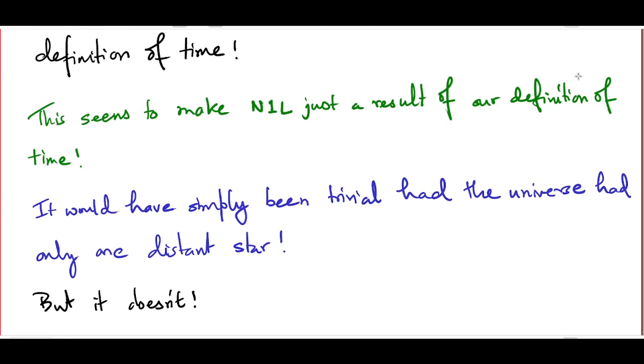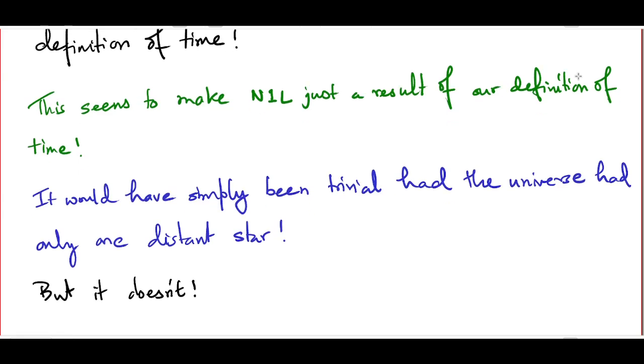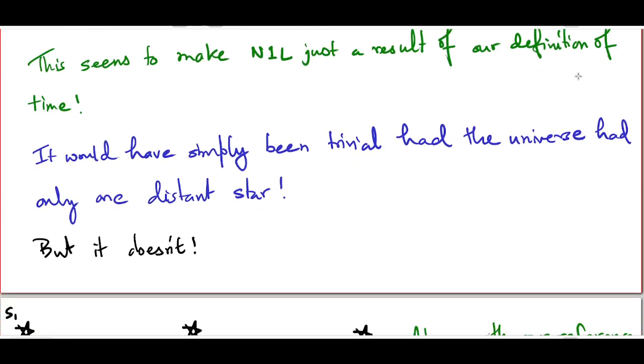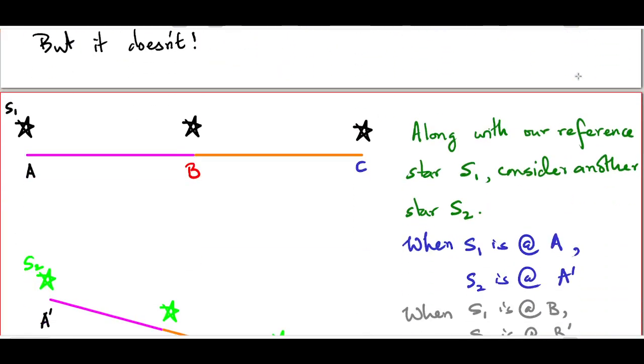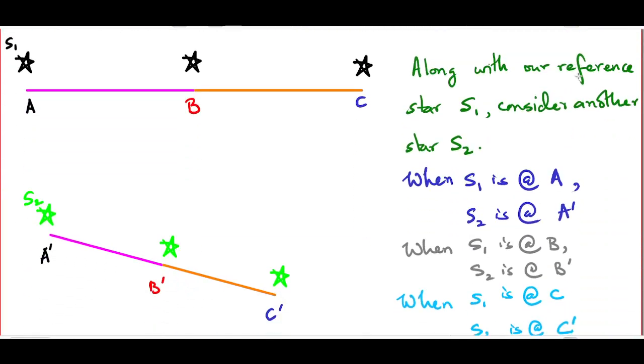But the universe does not have only two distant stars. It has more. And that is where the whole impact of the first law lies. Along with our reference star, which we are calling S1 now, let us consider another star S2. When star S1 is at A, star S2 is located at A prime. At the instant when S1 is at B, S2 will be at B prime, some position. When S1 is at C, S2 will be at another position, C prime.